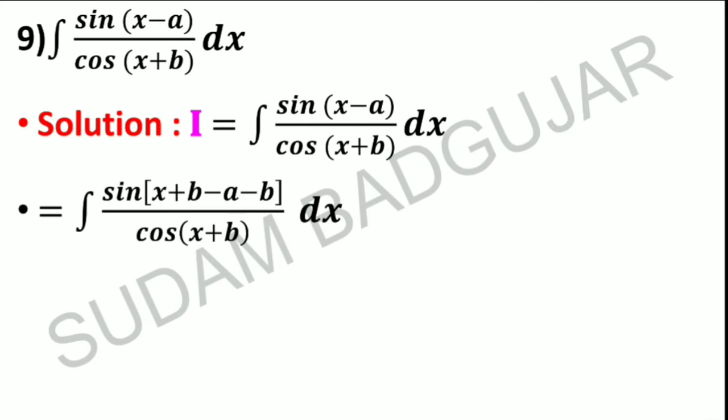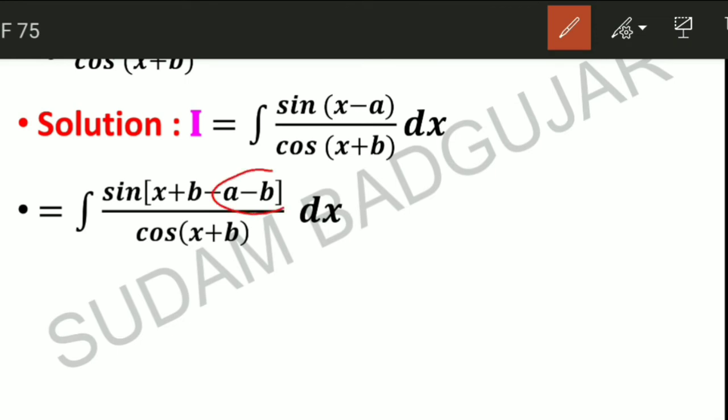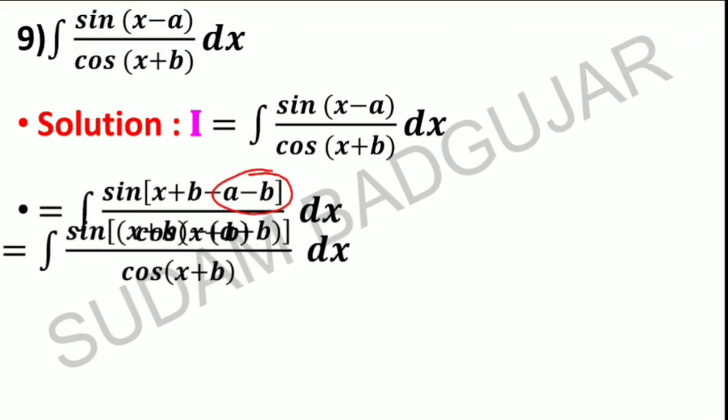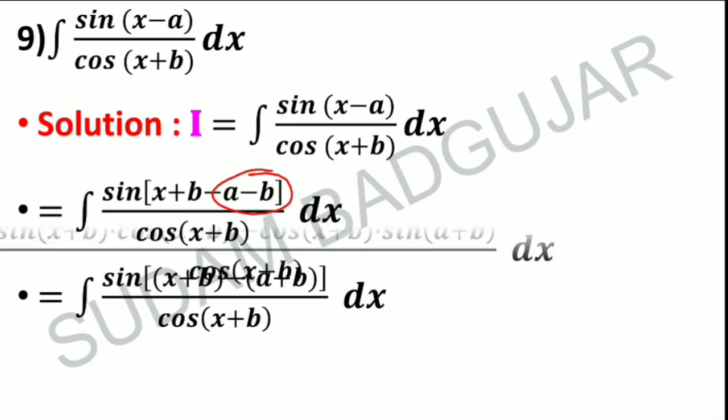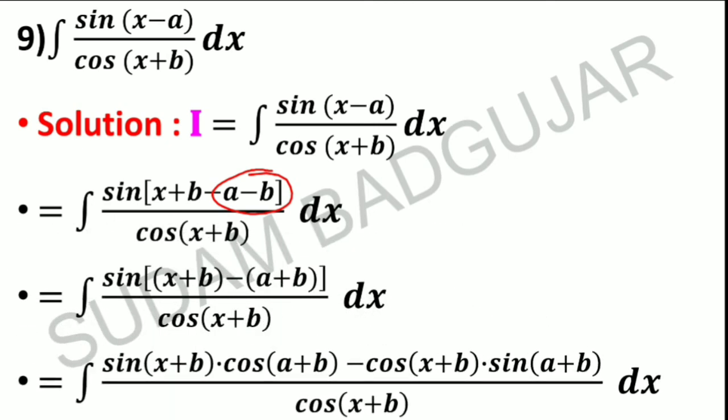Now taking a minus sign common from the last two terms, it becomes sin of x plus b minus, into bracket a plus b, upon cos of x plus b. It is nothing but the sin of a minus b form, sin a cos b minus cos a sin b. Here a is x plus b, and b is a plus b. So the integration of sin of x plus b into cos of a plus b minus cos of x plus b into sin of a plus b, divided by cos of x plus b as it is.